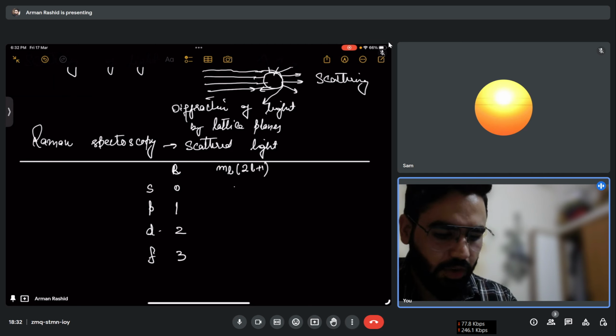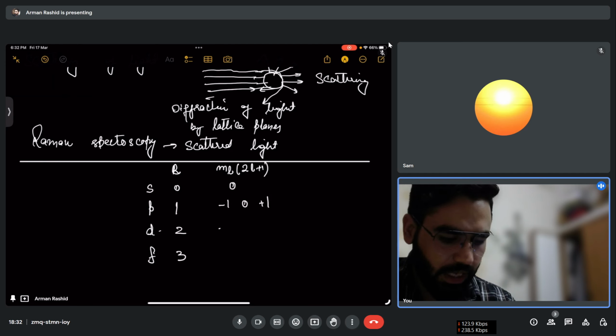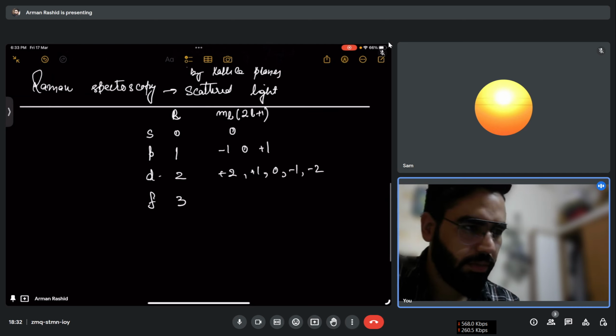For S there is only one orientation, that is 0. For P there are 3 orientations: -1, 0 and +1. For D there are 5 different orientations: +2, +1, 0, -1, -2. Similarly for F there will be 7 orientations.